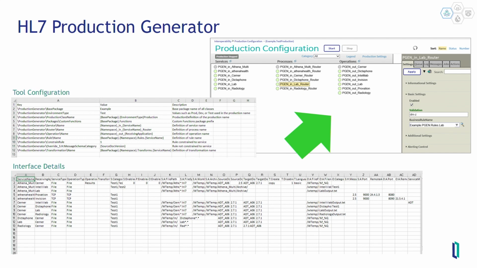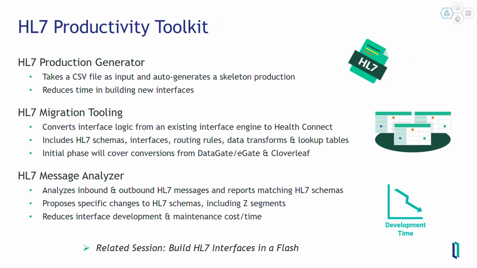So we're not talking about something that doesn't exist and you're just creating things in the CSV. It's really that you have an existing interface and you want to represent it in some form so that you could easily convert to Health Connect. This should be used in conjunction with, as I mentioned before, the migration tooling, which is about converting the actual interface logic. And that's where a lot of the key pieces of the implementation lie.